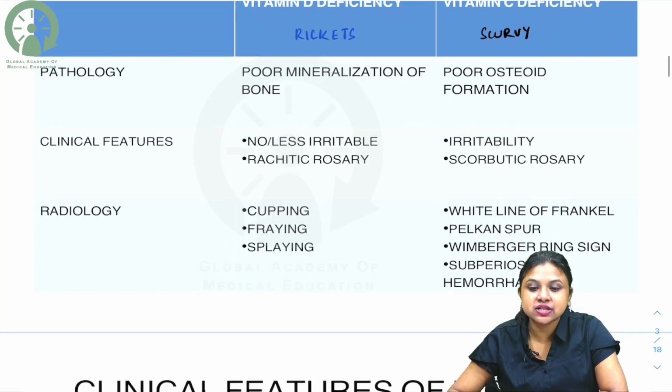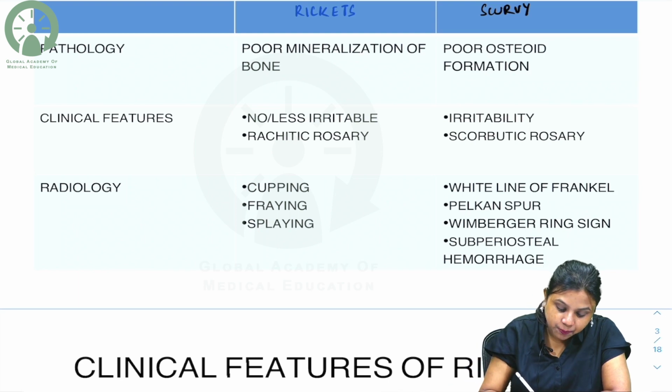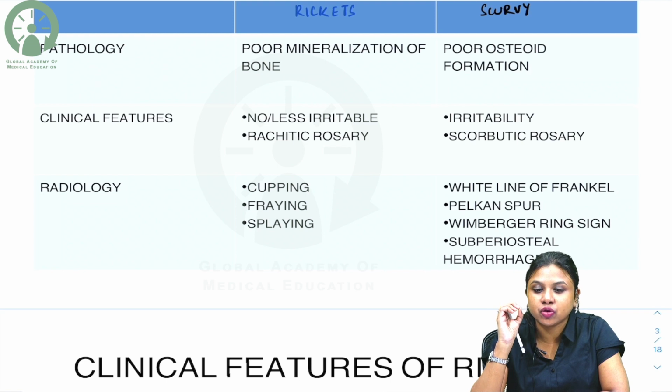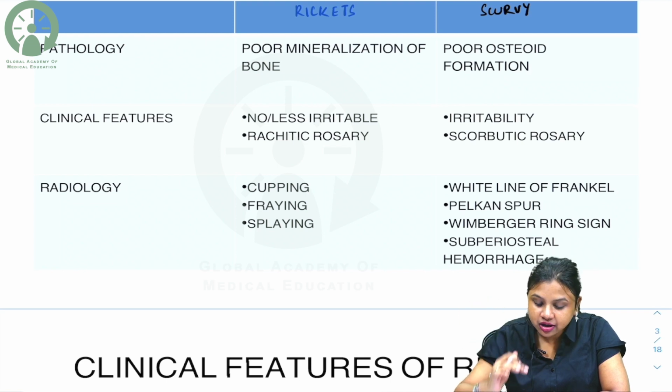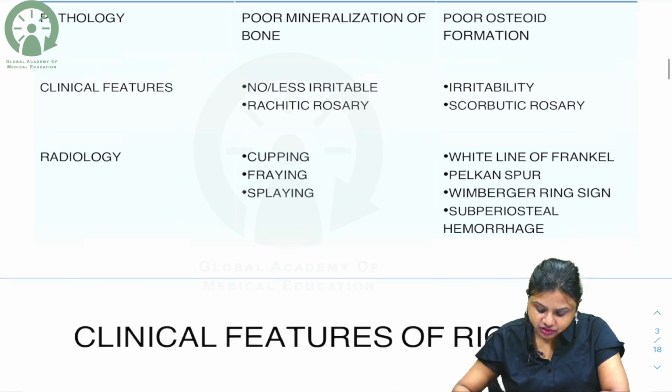Whereas the radiological signs are different in both. In rickets, we'll get cupping, splaying, and fraying. We'll explain what is cupping, what is fraying, and splaying later on. Whereas in scurvy, we'll get features like the white line of Frankel, the Pelkan spur, Wimberger ring sign of the epiphysis, and subperiosteal hemorrhage.